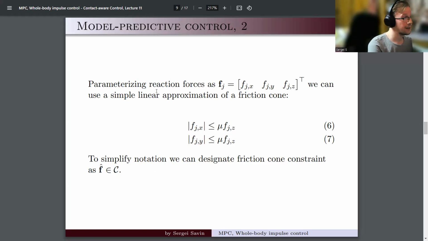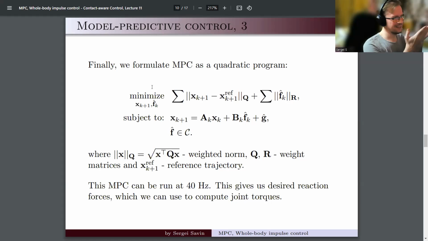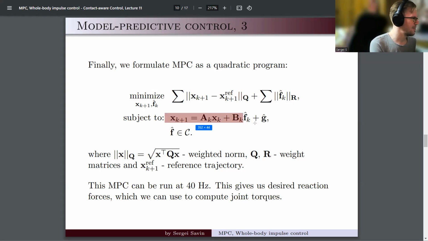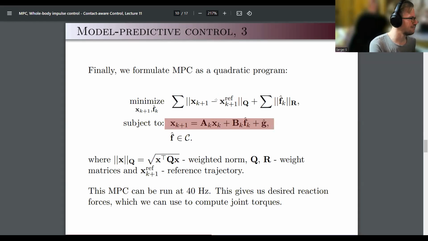All right. Now we have every step that we need. We have discrete dynamics. We have the friction cone. Now here you go, MPC. But the main one was this. As soon as we had this, everything else was easy. So let's look at it.